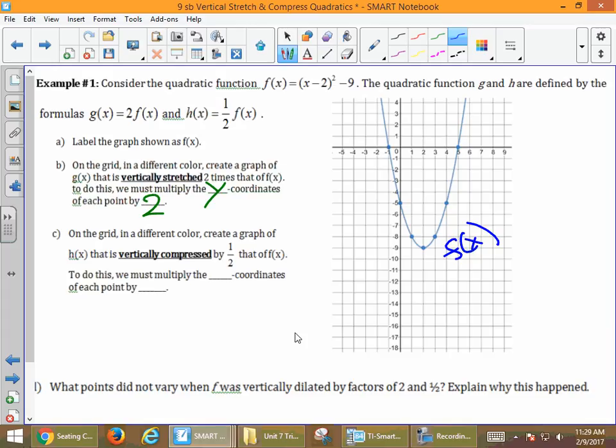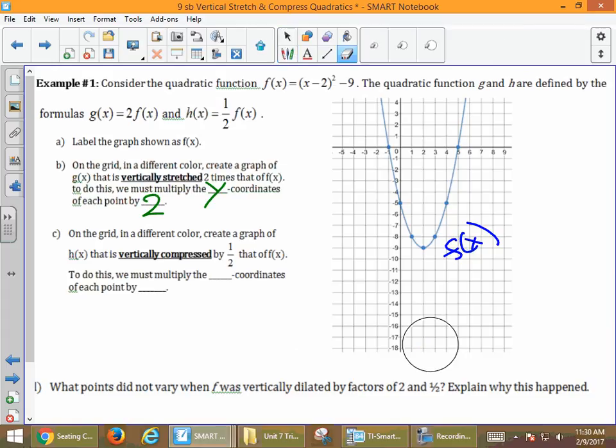So our vertex, the ordered pair is 2, -9. So the y value of this coordinate is -9. So we're going to take -9, that's our y, and we're going to multiply it by 2. And so -9 times 2 is going to be -18. So our new point is 2, -18. Our x's are always going to stay the same, and our y's are going to be multiplied by 2 when we're vertically stretching by a factor of 2. So we're just going to do this with each of our points.